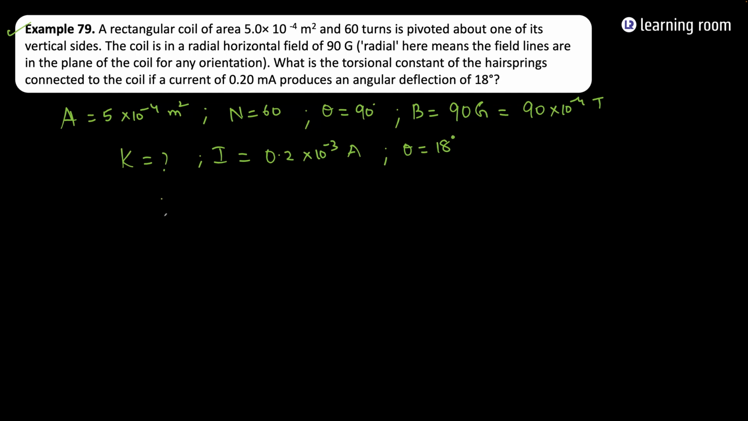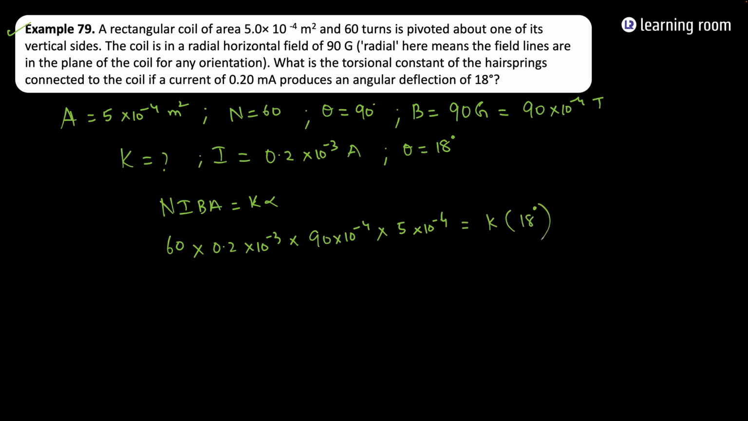I told you, what is it? All that you need to do is NIBA is equal to K alpha. So N is how much? 60. I is how much? 0.2 into 10 power minus 3. What is the value of B? 90 into 10 power minus 4. Into what is the value of A? 5 into 10 power minus 4 is equal to K, which is what we need to find, into the angle, which is 18 degrees.